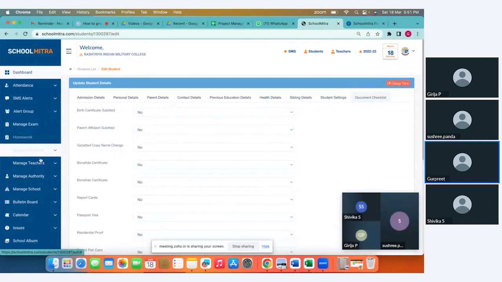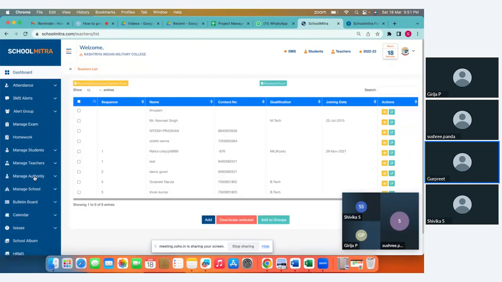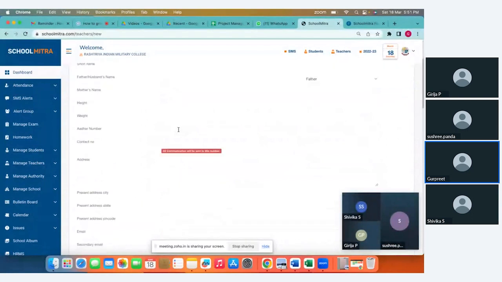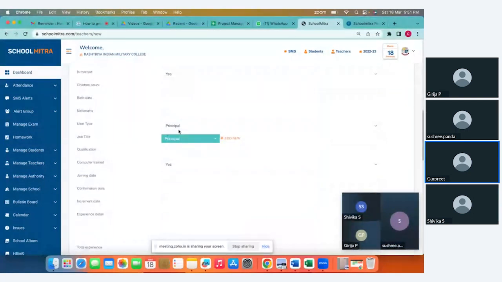Then the same is the case with teachers. You can see all your teachers. If you want to add a new teacher, you can add each and every detail about a teacher. Similarly, each and every piece of information about any staff. You can categorize the staff based upon categories and department. You can add an authority. So it's role-based access.